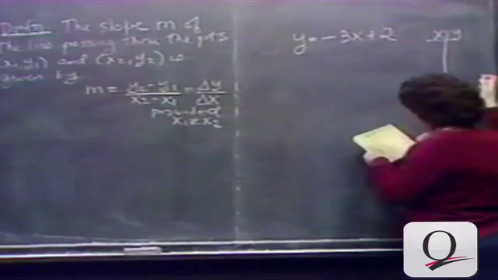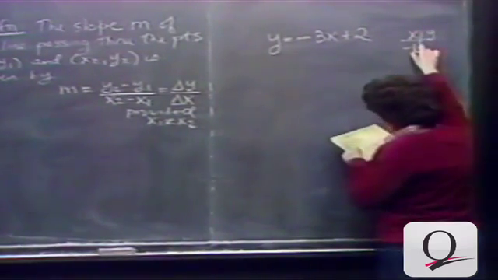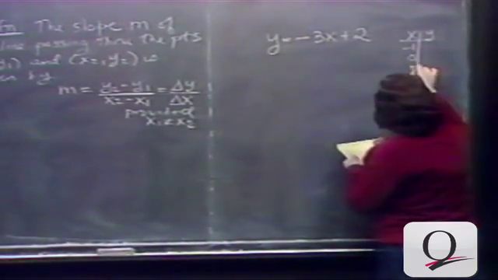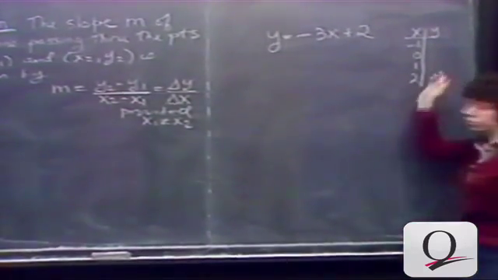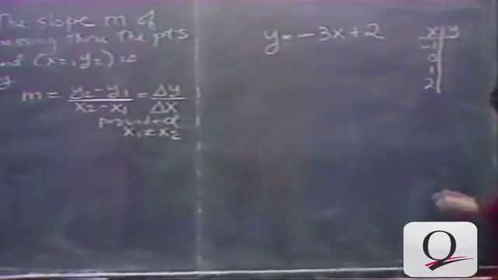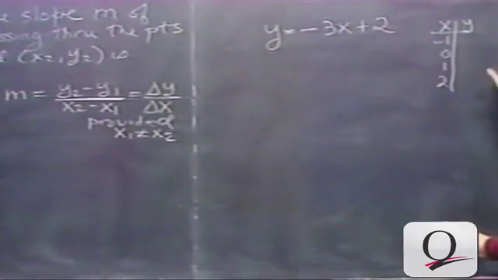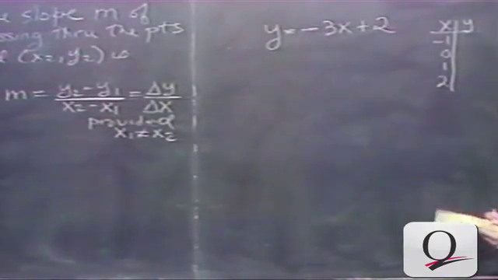Okay, let's try x equals minus 1, 0, 1, and 2, and figure out the y values. Of course, you could do this on your own. What I'm going to do here is to plot some points and work out the slope of this line.